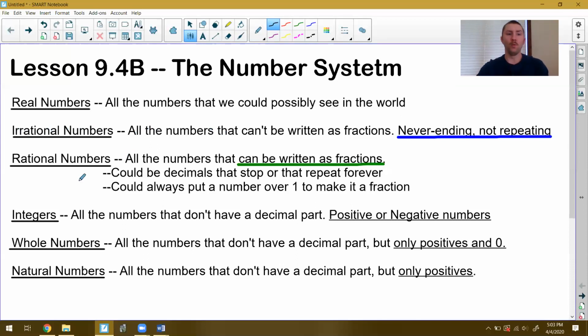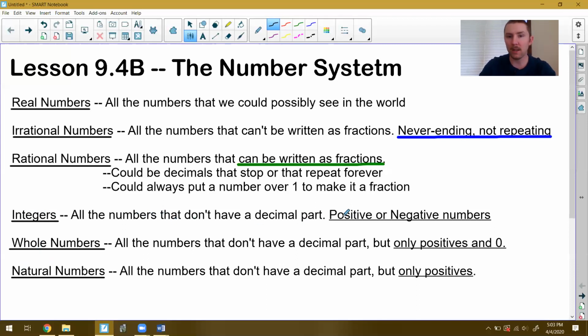Now, the rest of these categories, these other three, are within the rational numbers. They're more specific rational numbers. These last three categories are all numbers that don't have any decimal. They're numbers that we like to work with, like 5 or 7 or 12 or negative 14 or negative 25. Those are numbers that don't have a decimal part.